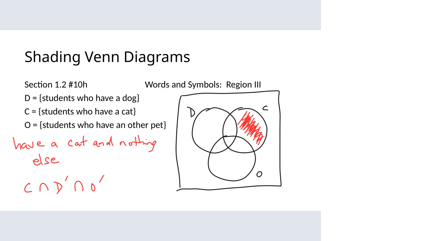And so there's not really a formulaic way to do this. It's really just thinking about what does this show me and how would I write that with the symbols? I do think powerful words here are the fact that "and" goes with intersection, and the complement is really important because if they don't have something, that's when we'll use the complement.